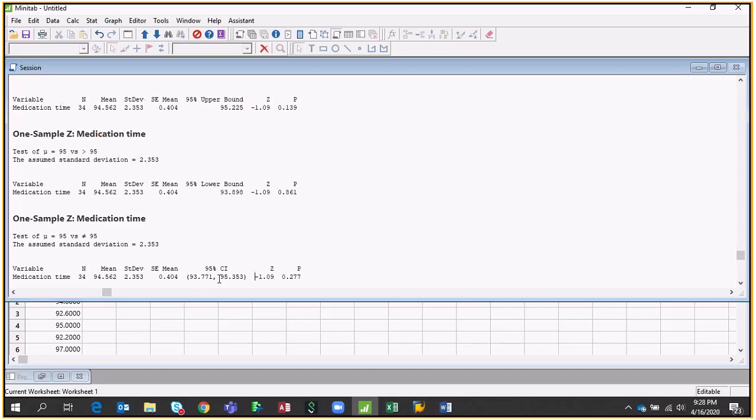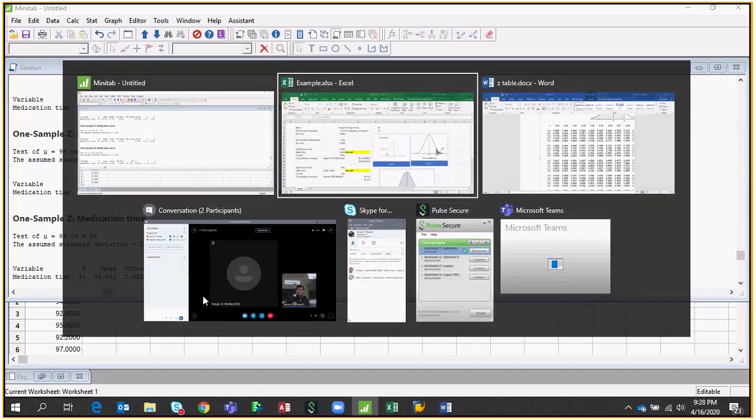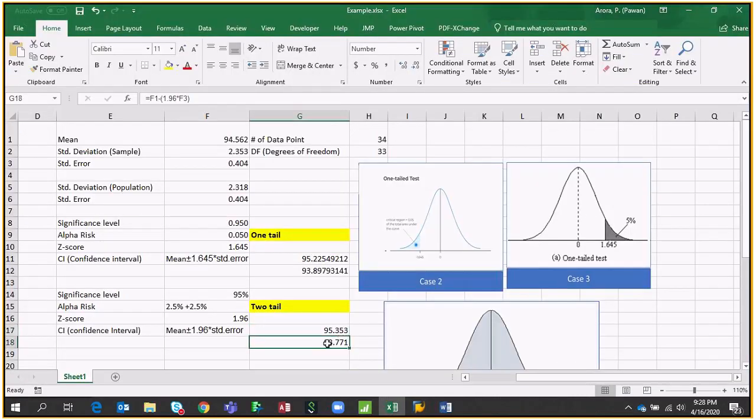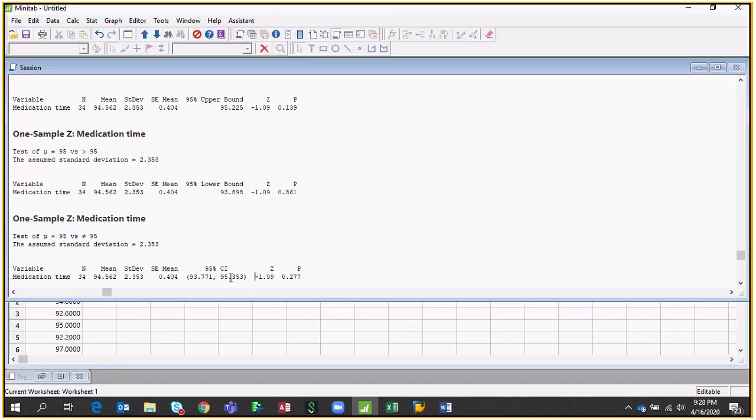The meaning of this is that your hypothesized mean, which you're saying at 95%, should lie between these two areas. So 93.77 and 95.353, this is your confidence interval. So here also 95.353 and 93.77, this is your lower confidence limit and this is your upper confidence limit. This is plus, you can see here, this is plus and this is minus. So the same thing is here. Now I will tell you what is the benefit of this confidence interval.